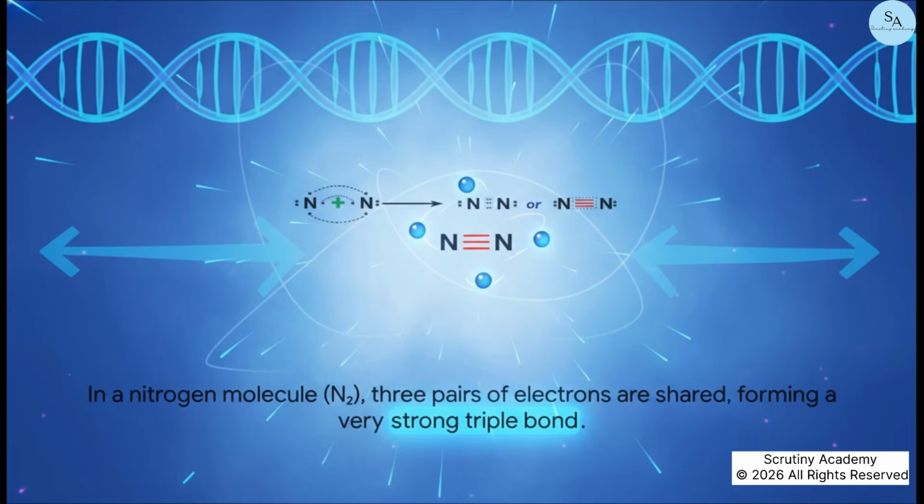And we can push this even further. Look at nitrogen, N2. Each nitrogen atom needs 3 electrons, so what do they do? They share 3 pairs between them.